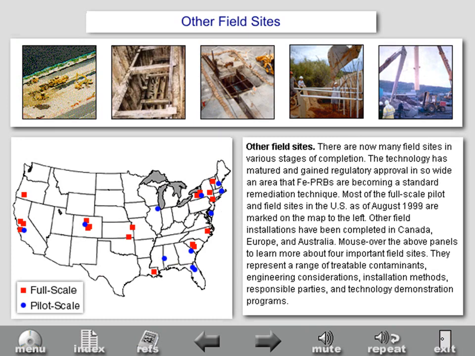Today, there are many field sites in place that have iron PRBs. Most are for treating chlorinated solvents, but some are for treating other organics, toxic metals, or other inorganics. A representative selection of early field sites is presented here.